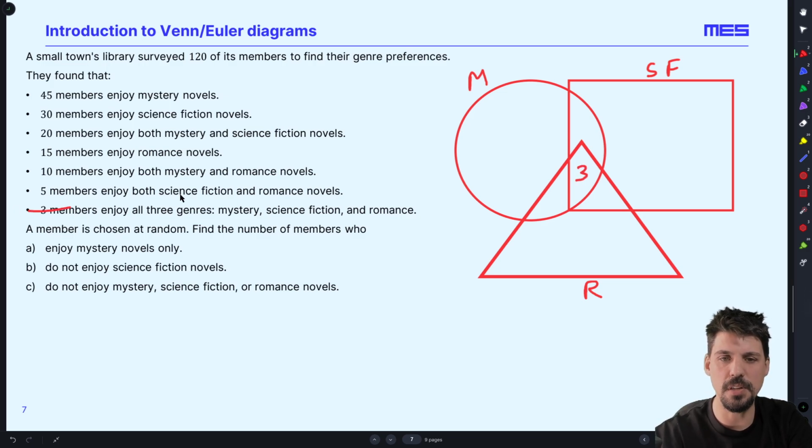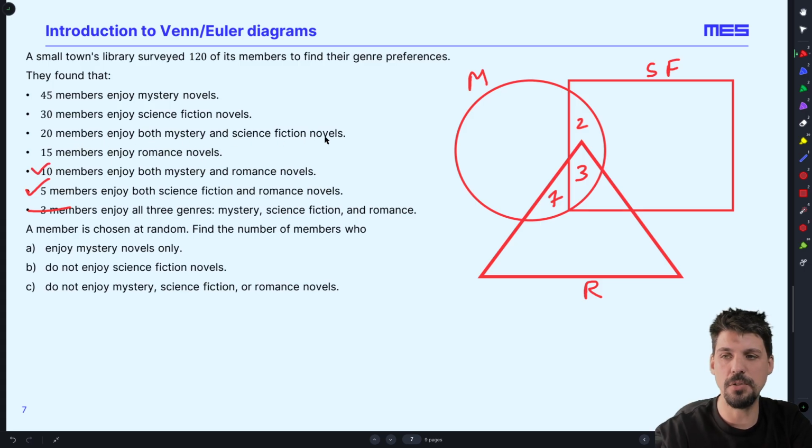5 members enjoy sci-fi and romance. So these guys here enjoy sci-fi and romance. There needs to be 5 of them in total. Well, I already know 3 of them enjoy all 3, so there's going to be 2 right there. Bosh. 10 members enjoy mystery and romance. Oh, have I put this 2 in the wrong one? It was romance and sci-fi. So that's up there. 10 enjoy romance and mystery, so that needs to be a 7. So that now overall here we get 10.